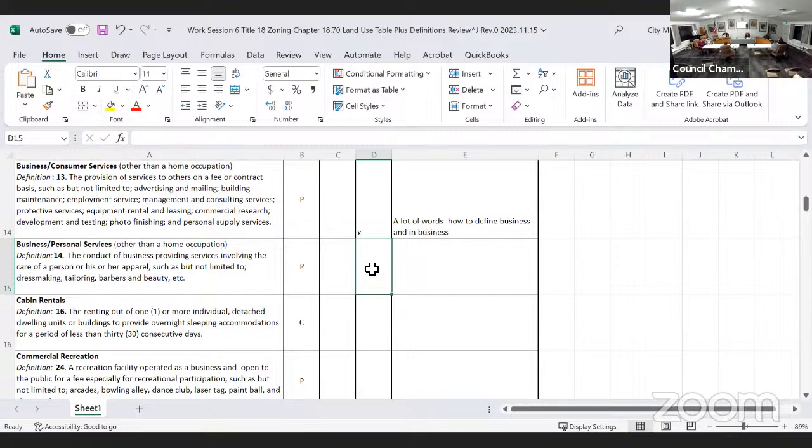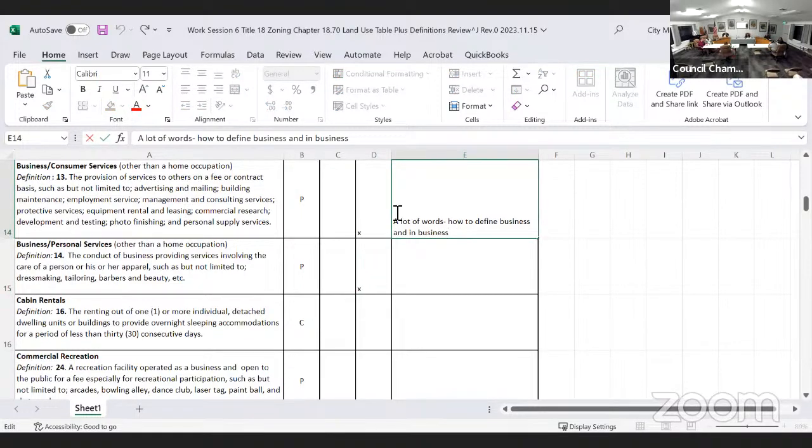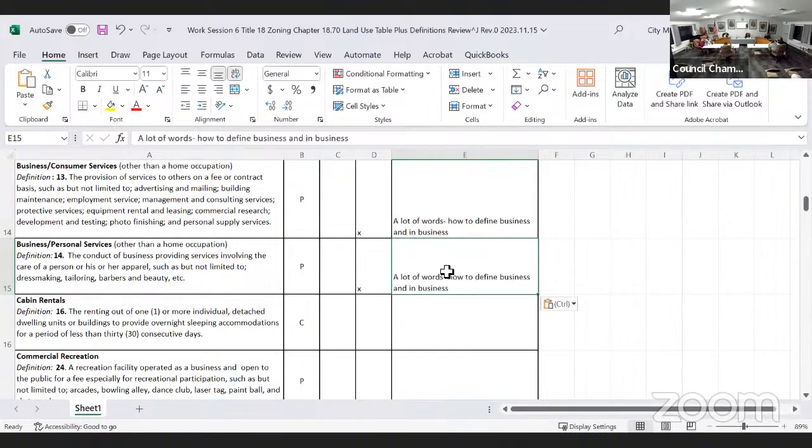I don't have anything. Business personal service, the conduct of a business providing services involving the care of a person or his or her apparel, such as but not limited to dressmaking, tailoring, barbers, and beauty. And I guess I would like to ask the question, what is really the difference between those two when you start lining them all up? So these definitions did come from Seward, I believe, originally, and definitions that are utilized in their community. And I think some of the other communities in the area also utilize similar definitions.